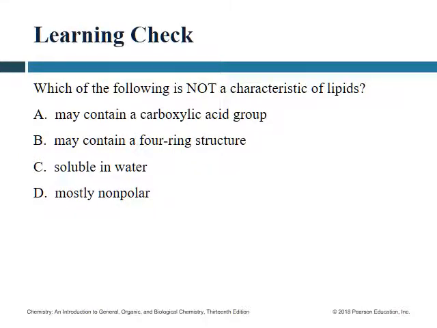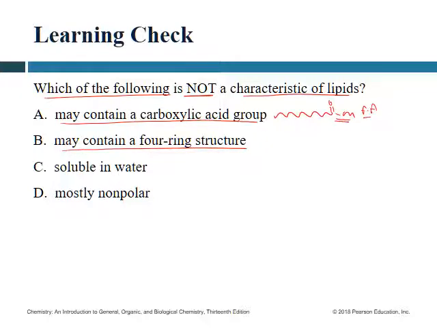Okay, so now let's talk about one more question on the same concept. Which of the following is not a characteristic of lipid? First, may contain carboxylic acid group. Yes, in a fatty acid you have carboxylic acid, right? So this is a characteristic of lipid. May contain 4-ring structure. This is also correct. In steroid, one of the lipids contains 4-ring structure, right? So this is also a characteristic.